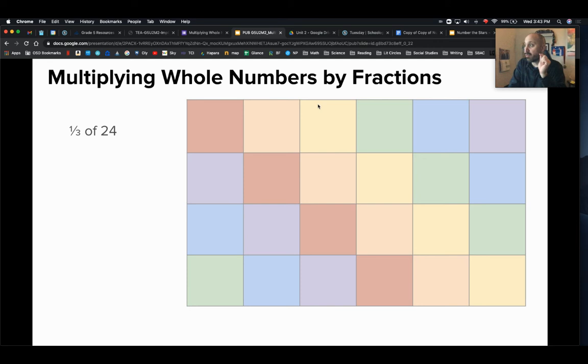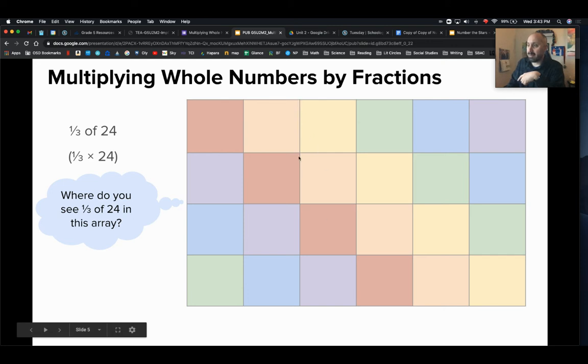So now we're talking about a third of 24, right? So we have 24. If we split it into 3 equal parts, if we split them into thirds, how much would each third be, right? 1/3 of 24 is the same thing as saying 1/3 times 24. Where do you see a third of 24 in this array? So which part? I see it right here. I'm going to say I see a third of 24 on the left-hand side.